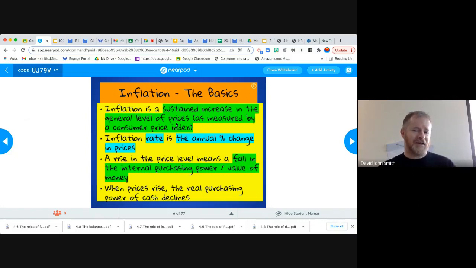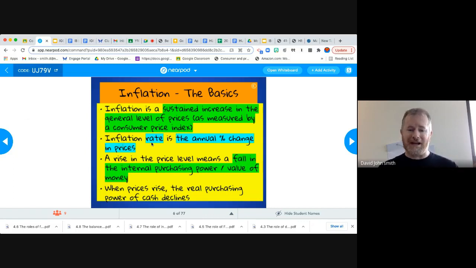And more specific than that, because not every price is rising, there's not going to be the same effect on every person. So some people will be experiencing inflation at a different rate to other people, because they won't necessarily be buying the same goods.